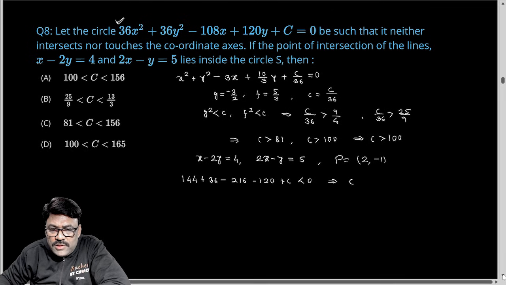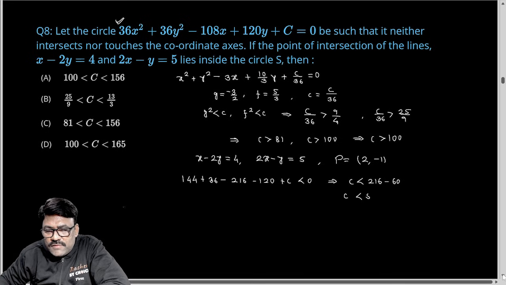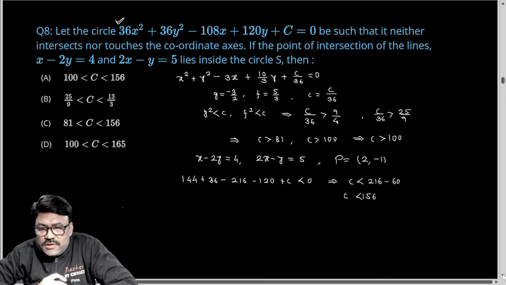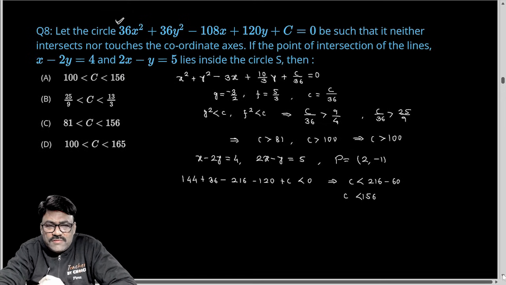So C will be less than 216 minus 60. So hence C is less than 156. The C is greater than 100, but less than 156 means, is it 156? Yes, 156. So yes, A is the correct answer here.